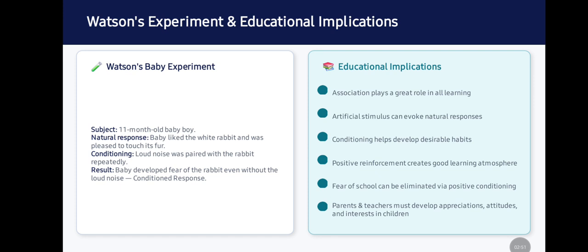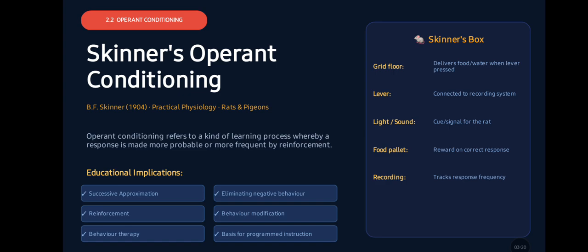Conditioned response. Educational implication: association plays a great role in all learning. Artificial stimulus can evoke natural responses. Conditioning helps develop desired habits. Positive reinforcement creates a good learning atmosphere. Fear of school can be eliminated via positive conditioning. Parents and teachers must develop appreciation, attitudes, and interest in children.